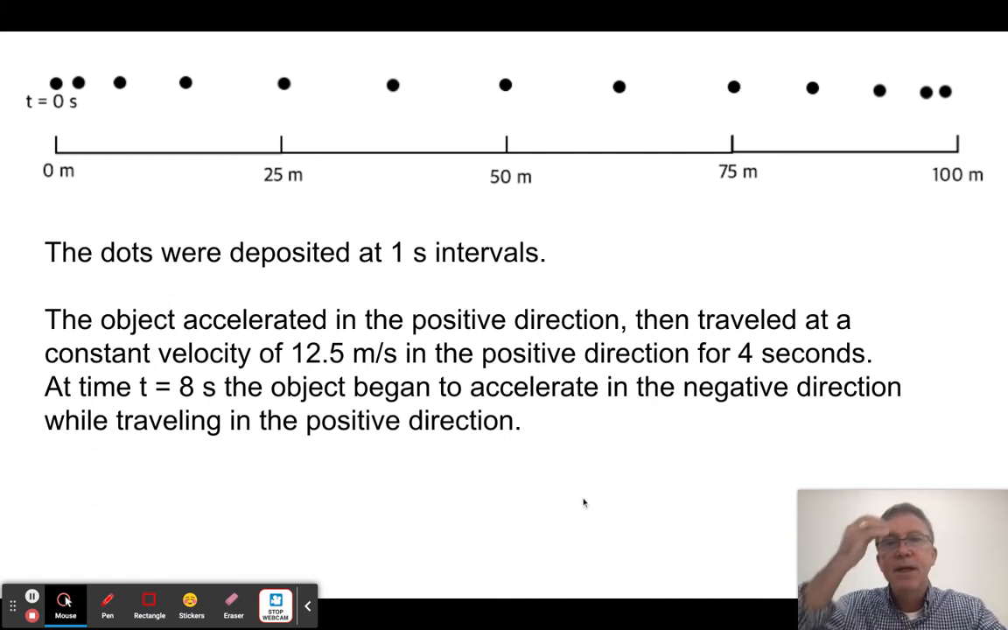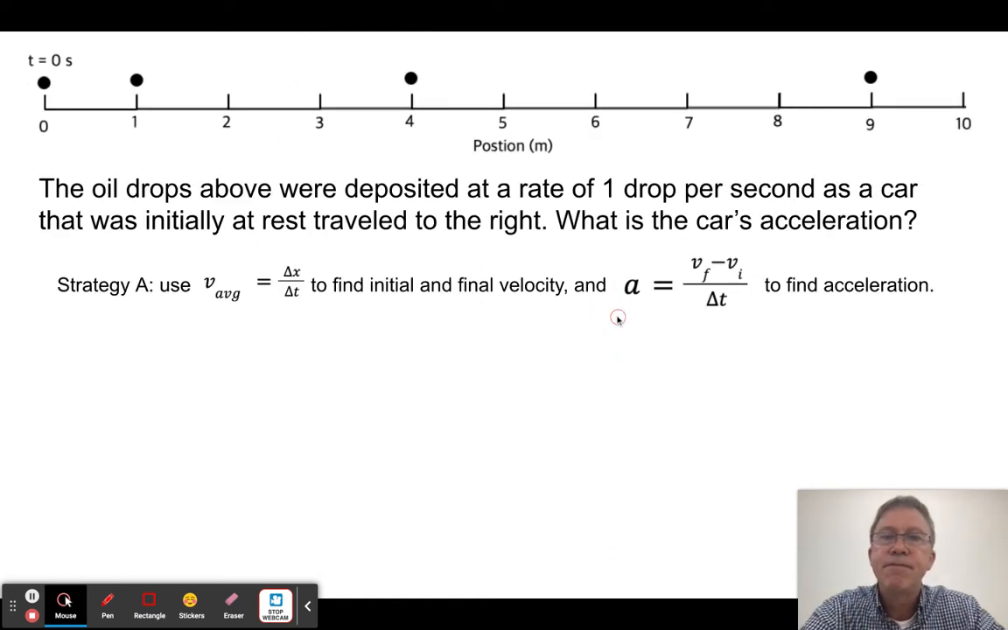Okay, let's try another one. What if I was asked to find the acceleration of this one? Okay, I know it's accelerating because the distances between the drops are getting farther apart. I'm told that they're deposited at a rate of 1 drop per second. So if I was asked to find the car's acceleration, I have two different approaches. Let's start with approach A.